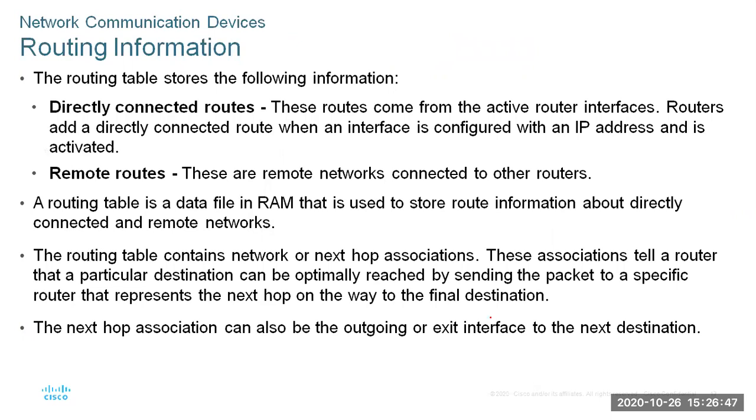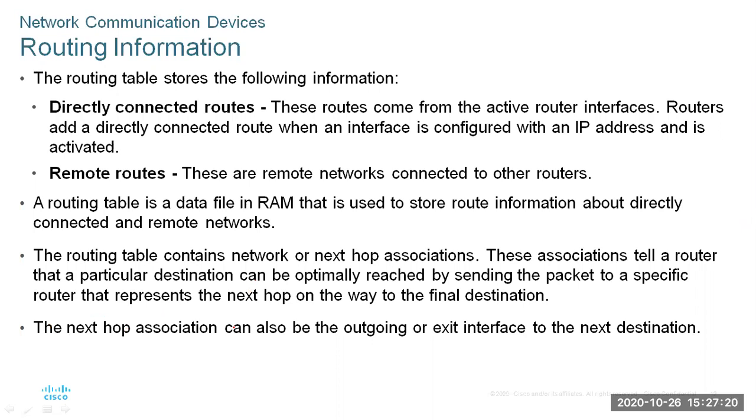Now, how about routing information? We have directly connected routes and we have remote routes. This is information that you can find stored in the routing table. The difference is that directly connected routes are the ones that are actually connected to the interface of the router directly. All right, directly connected to the interface of the router. But the ones that are remote are connected to other routers, not directly to the router.